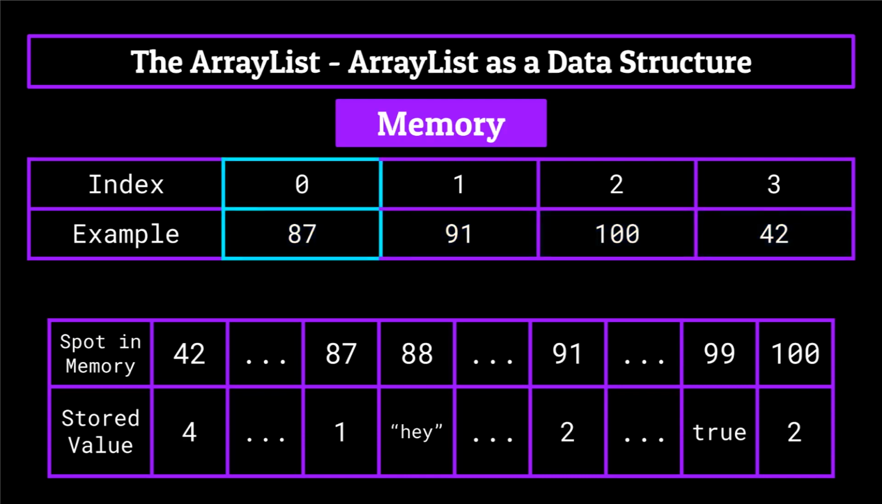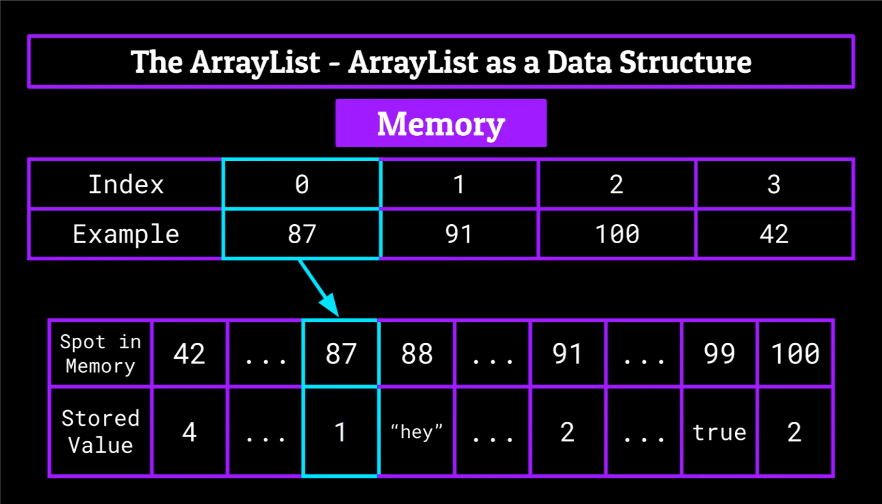So the 0th index, based on the array list, is stored at the 87th location in memory, which is currently storing the integer 1. Checking back to our example array list, you'll remember that that is indeed what was stored at the 0th index of the example array list.